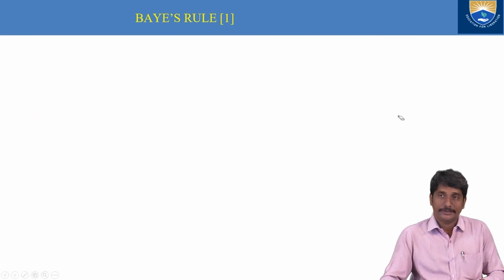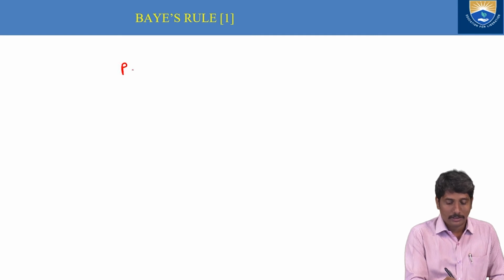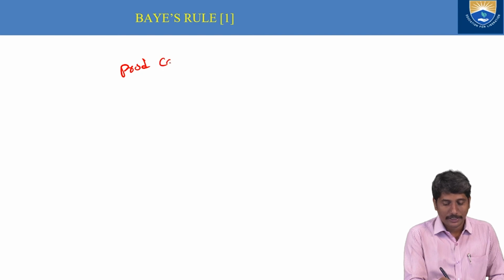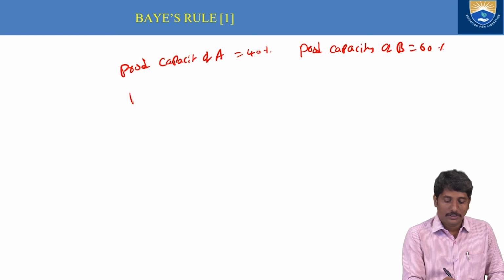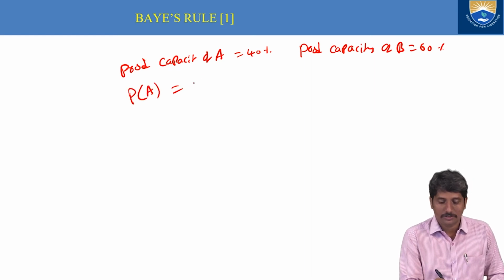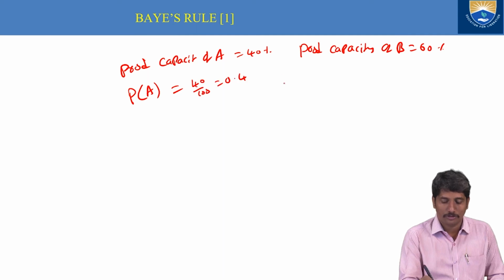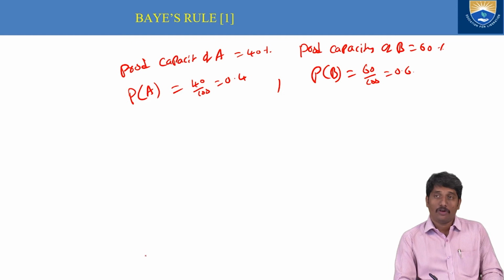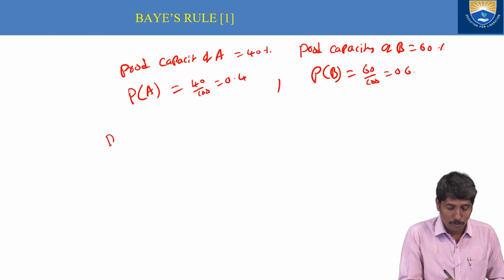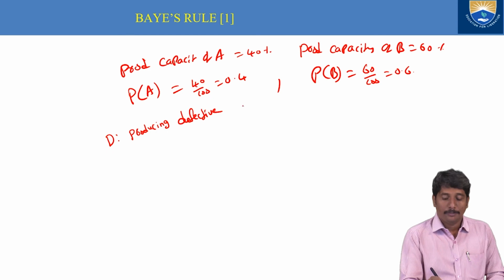Let me explain this meaning and solve it by using Bayes' law. See here, he has given that the production capacity of machine A is 40%, and the production capacity of machine B is 60%. We will take that probability of A is 40 by 100, that is 0.4, and probability of B is 60 by 100, that is 0.6. Now, let us introduce one more event called D. D means producing a defective item.